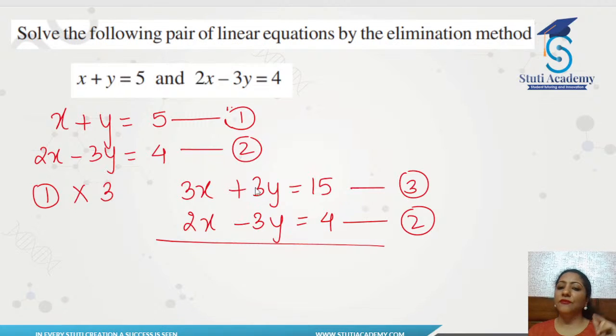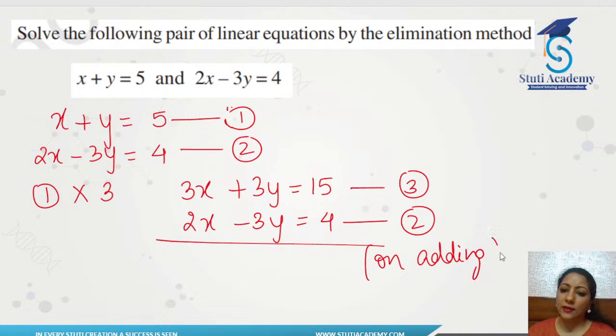And we already have different signs in case of y. So we are going to add here. We'll write here on adding. Now, once we add, this will get eliminated. 3y minus 3y will get cancelled. It's 0. And this we'll get 5x. And this we will add and we'll get 19.